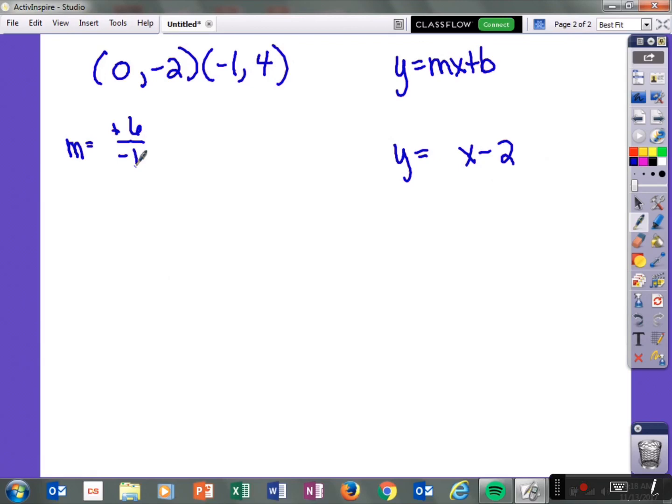What is 6 divided by negative 1? Negative 6. Why would we not just keep it over 1? Because it's negative. Well, it's not simplified, right? We're going to change that to make sure it's a negative 6x minus 2.